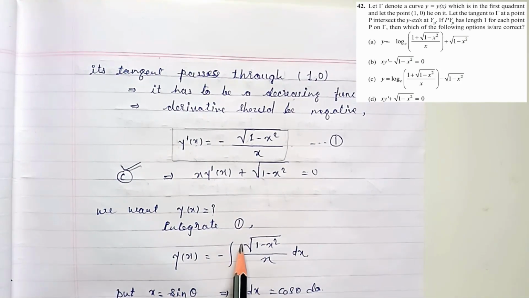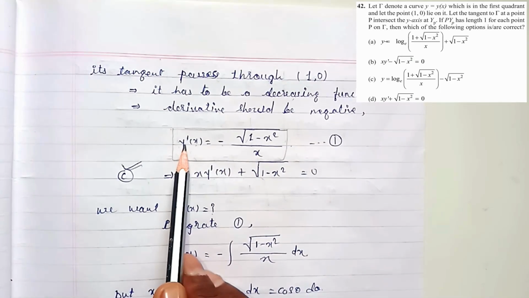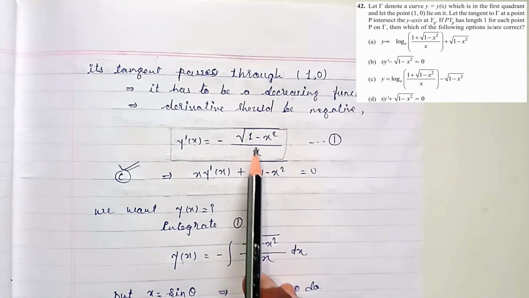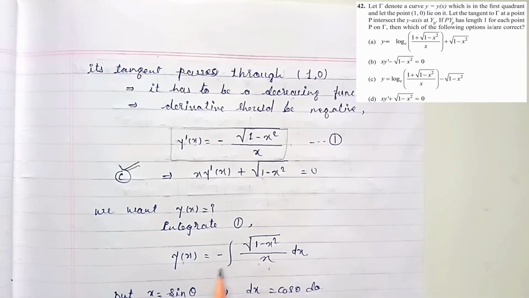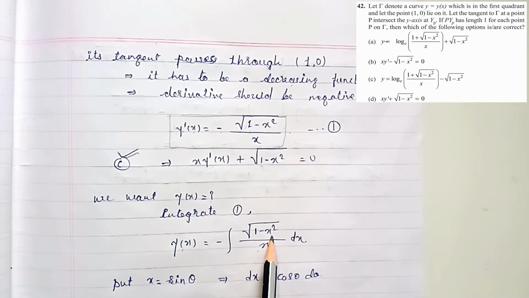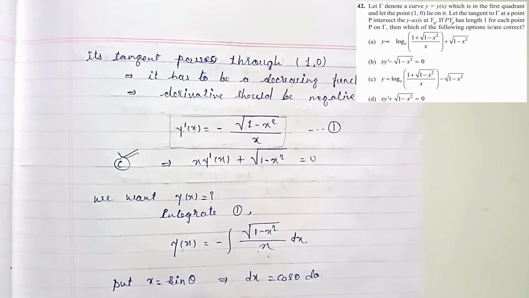So for y of x, I take the integration from both sides. Differentiation and integration cancel, so it will remain y of x, and the integration over this bracket, the square root of 1 minus x squared upon x. As we can see, under the square root we have x squared. If we have x squared under a square root, then we use a substitution result, and in the integration chapter we already learned how to substitute the values.